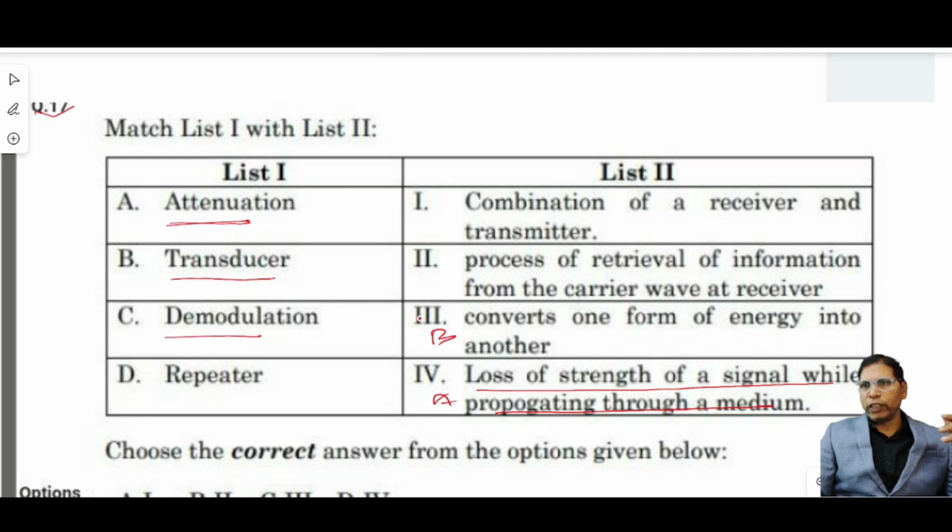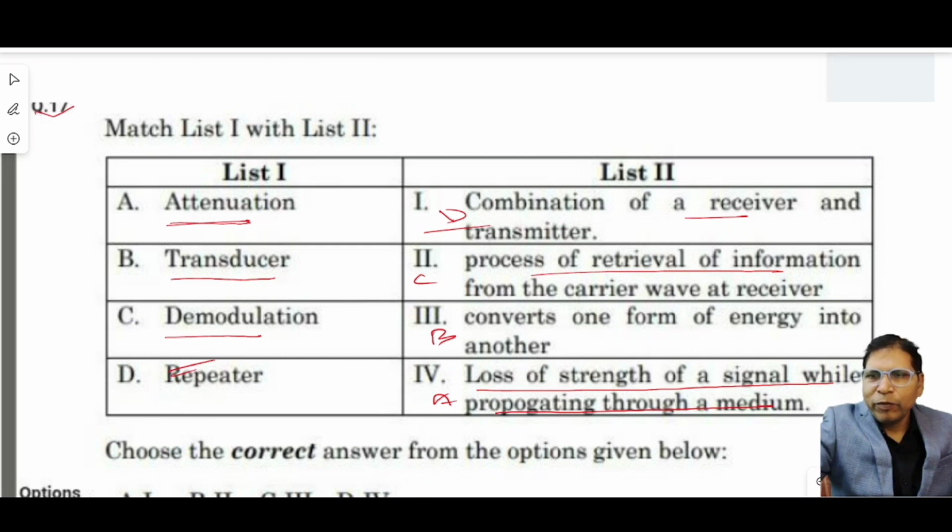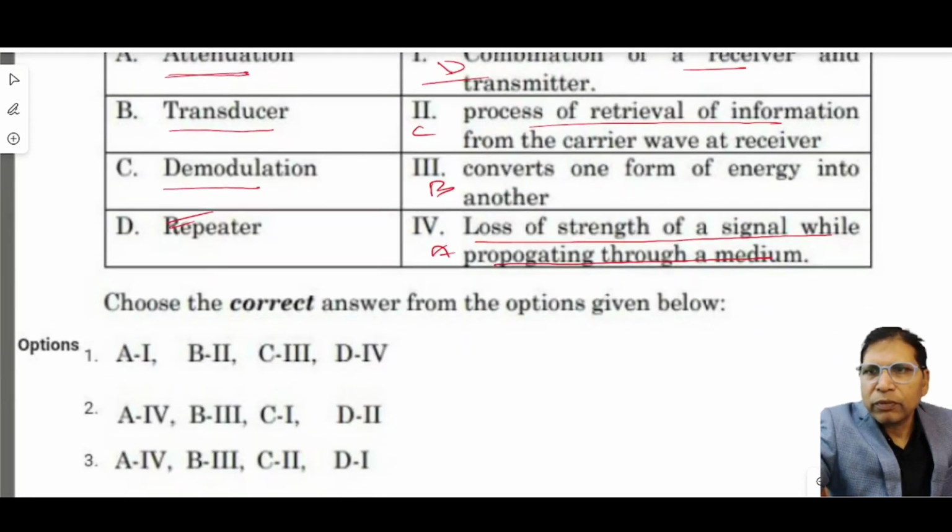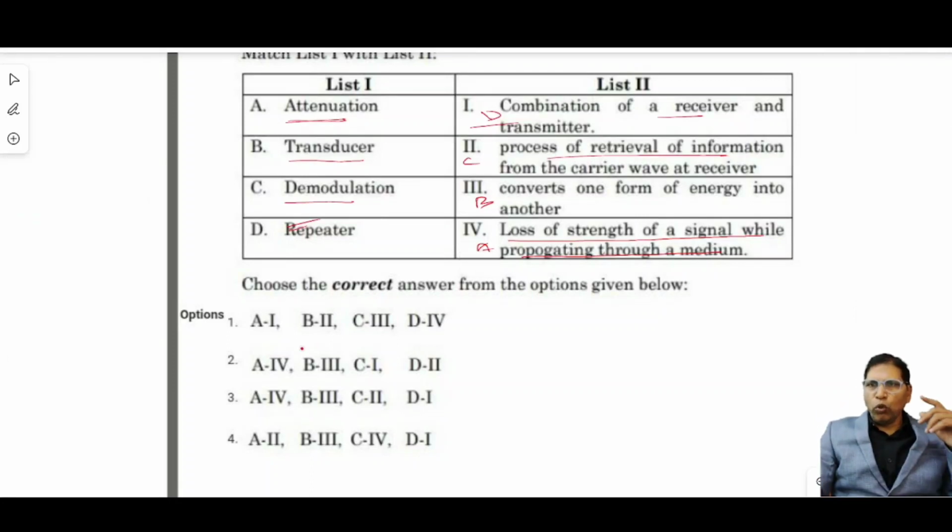Now demodulation is the process of retrieval of information. This is C. And a repeater is the combination of receiver and transmitter, it also contains an amplifier. So look at this, the correct option: A4, B2.